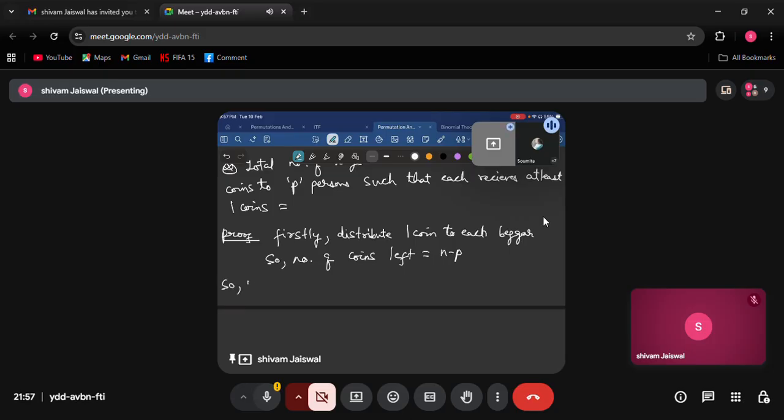So what is the number of ways to distribute N minus P coins to P beggars? It will be equal to N minus P plus P minus 1, C P minus 1. Minus P plus P gets cancelled. You are going to get N minus 1, C P minus 1. Are the people getting? Yes or no?